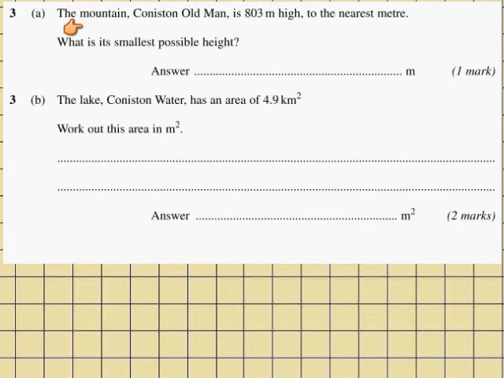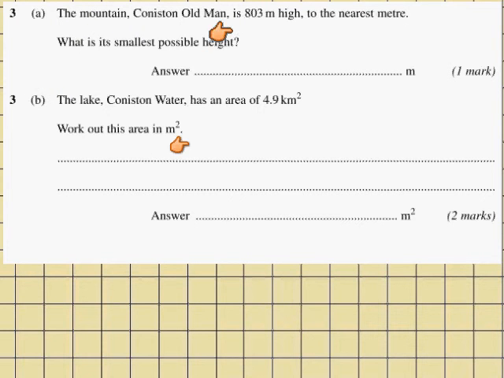Question 3a. The mountain Coniston Old Man is 803 meters high to the nearest meter. What is its smallest possible height? And 3b. The lake Coniston Water has an area of 4.9 kilometers squared. Work out this area in meters squared. Try these questions now, pause and unpause if you don't know how to continue or when you want to check your answer.